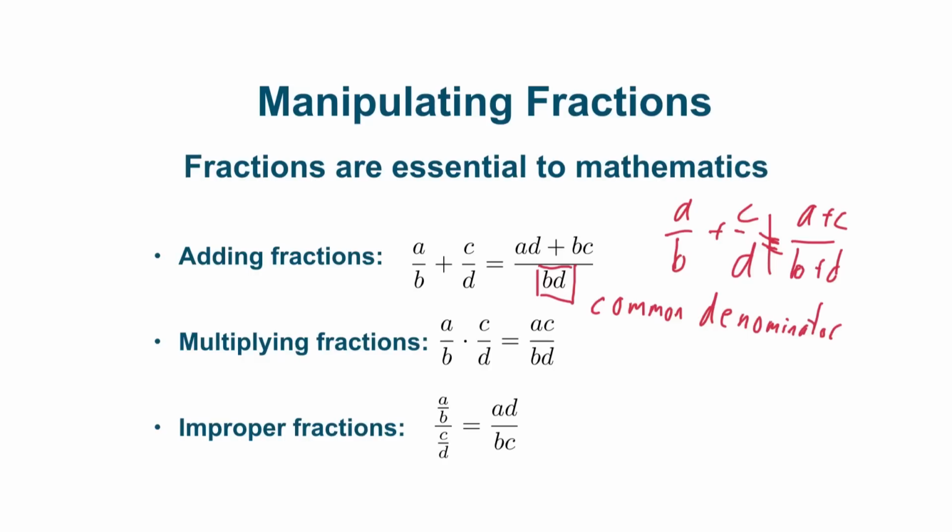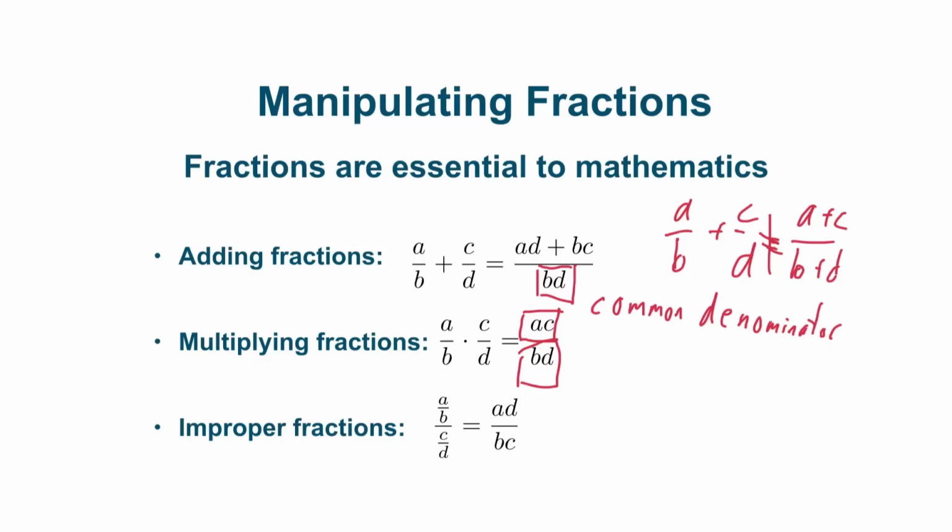Now, multiplying fractions is more straightforward. I'm allowed to just say multiply the numerators and multiply the denominators, and then I'm in good shape. So this is actually simpler, even though in general multiplication is more complicated. So we see here that a over b times c over d is equal to a times c divided by b times d. So product of numerators, product of denominators.